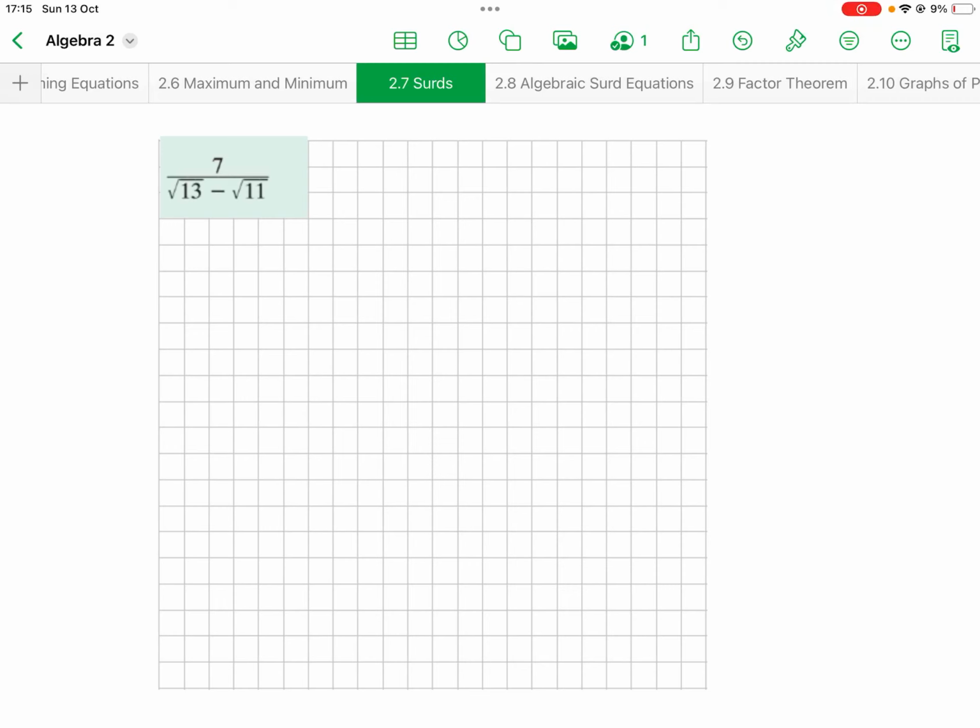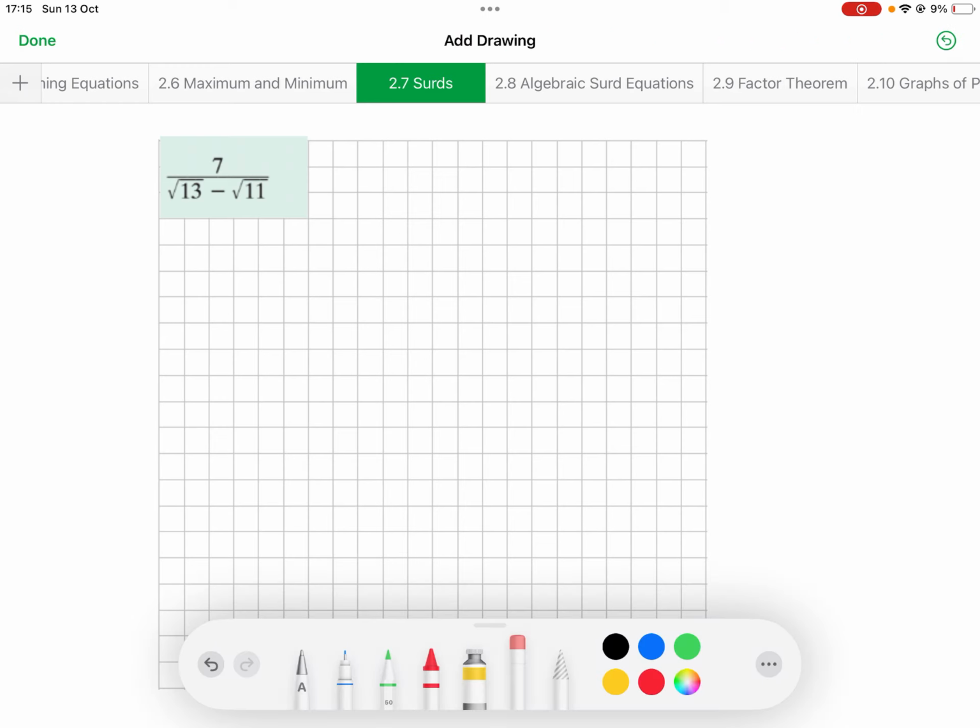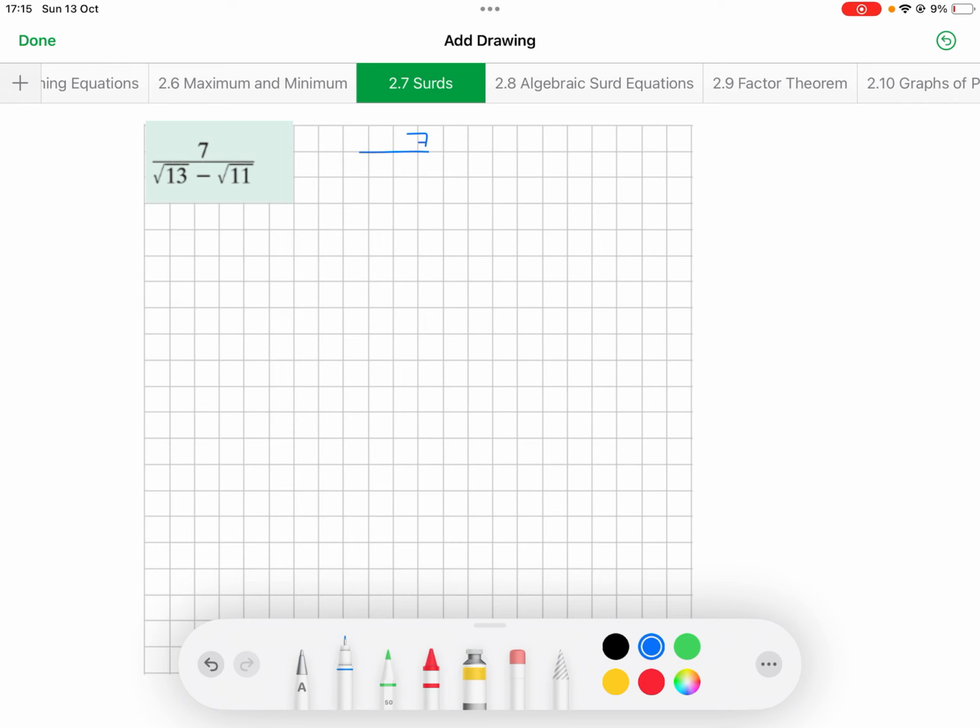So if we're asked to divide surds, in this one it's 7 over root 13 minus root 11. What we do is something called rationalising the denominator. If we rationalise something, it means we're getting rid of the square roots that are in there. And the denominator is obviously the bottom.